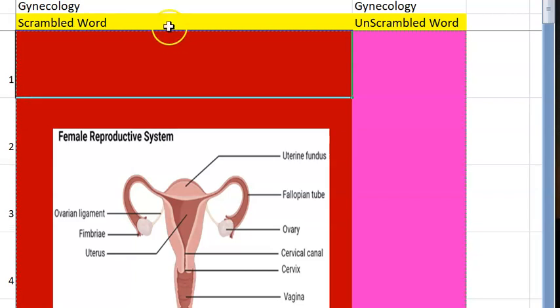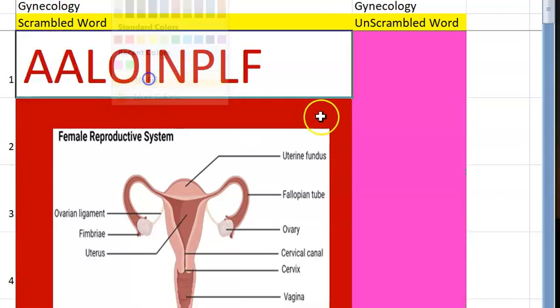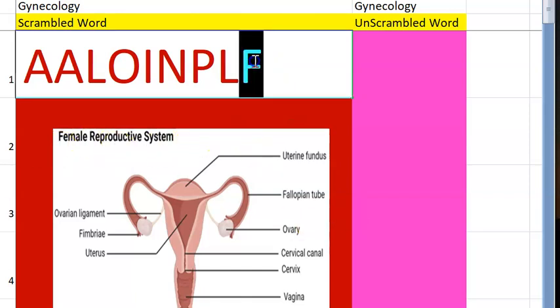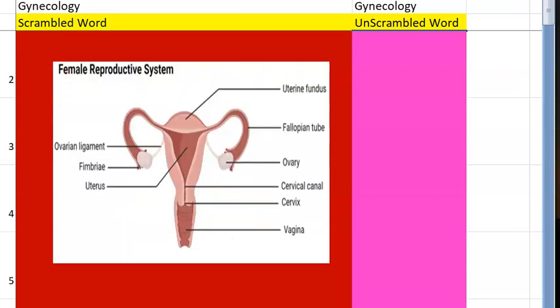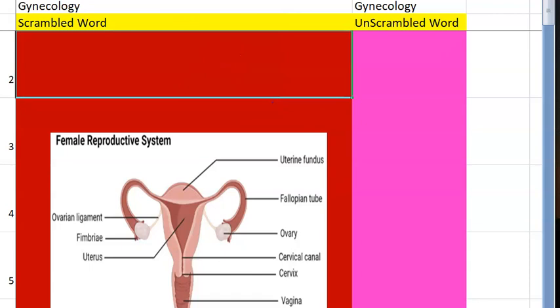Hello people, in this video we are looking at some scrambled words from gynecology. Try your luck at the first one, guys. What do you think this one is? The clue is it is a structure that you see here. It starts with an F. Yes, fallopian. Very good.